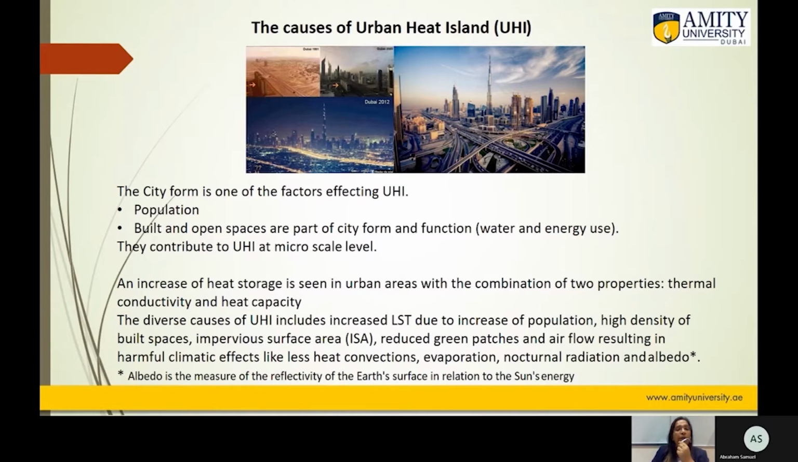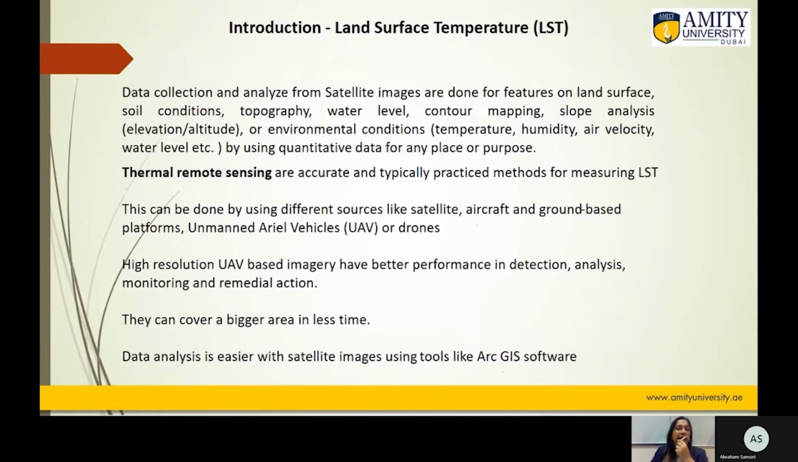Now, when we talk about urban heat island, we have to start from the micro level to the macro level. The micro level being the space where humans are living, and then it comes to the outdoor and then to the regional city level. When we talk about the land surface temperature, it is the temperature which is measured on the surface of the earth.